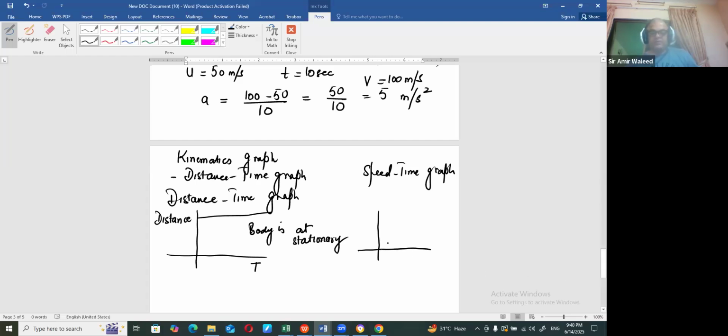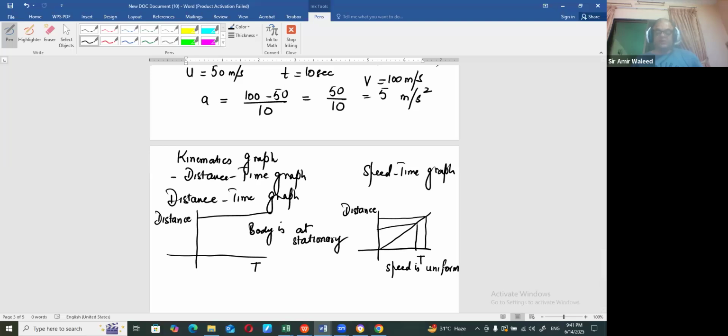The second type of graph is this graph. A straight line passing through the origin. Now, what does it mean? It tells you that the body covers equal distance in equal intervals of time. Like if I draw a line like that, the body covers equal distance in equal intervals of time, which means speed is uniform, which means constant velocity.